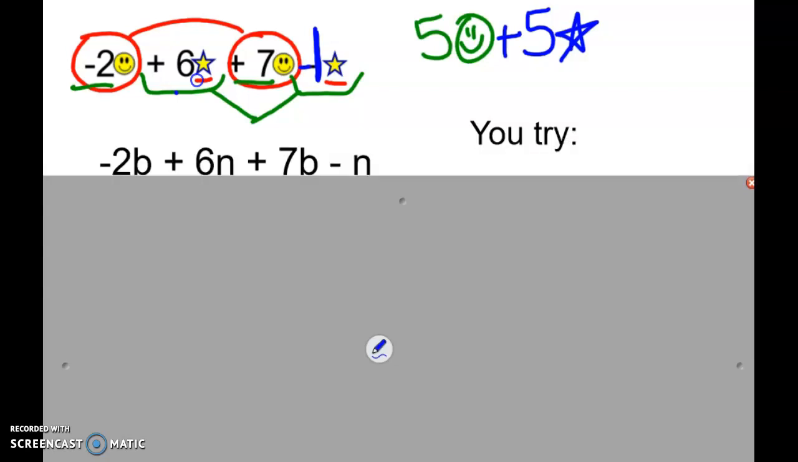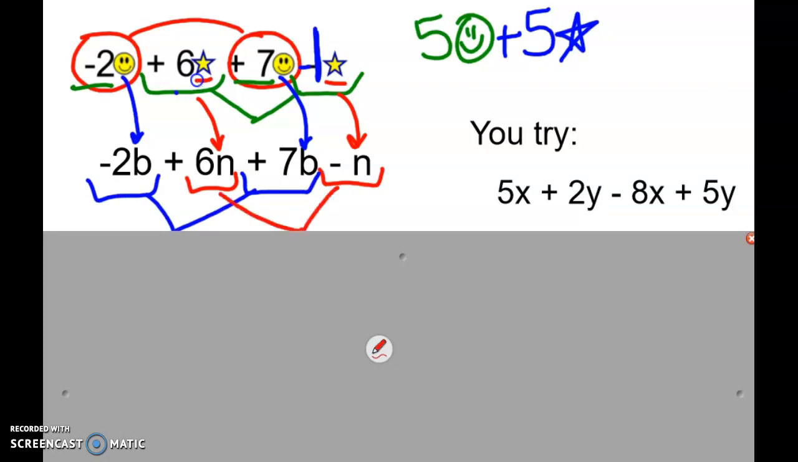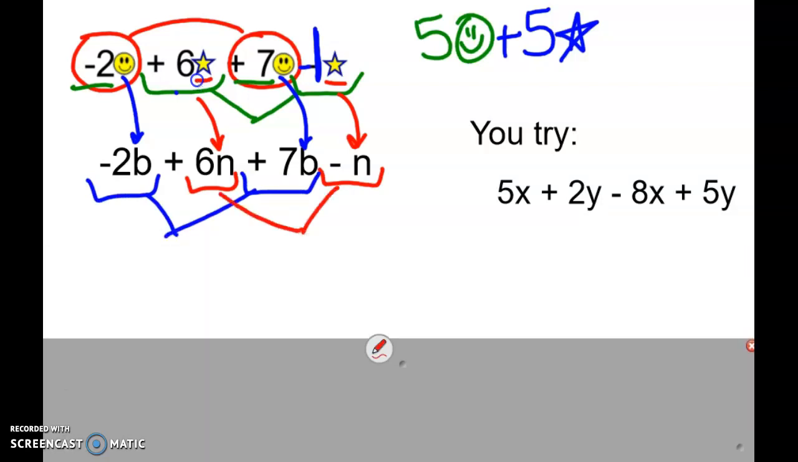Okay. Here, let's look if I change those to variables, right? If I say the smiley faces are B's and the stars are N's, you can tell, okay, these N's would combine with those N's, and these B's would combine with these B's, and I could put them together, and I would have a total of, back to blue, 5 B's, and then a total of 5 N's. And if it's positive 5 N's, I put a plus sign there saying it's positive 5 B's and positive 5 N's. Okay?